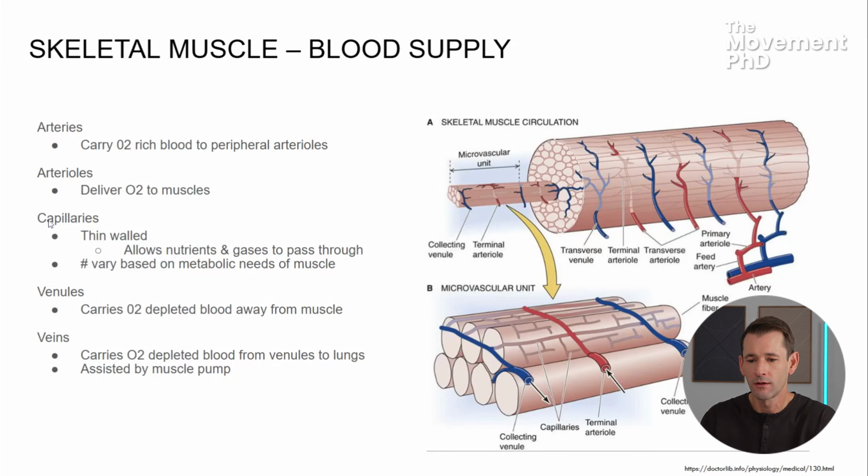And they're going to deliver the blood to your capillaries, which are around those muscle fibers themselves. The capillaries, they're thin-walled, and they allow nutrients and gases to pass in both directions. So oxygen to the cell, and then waste products back from the cell to the capillary itself. So from there, those waste products will go to the venules, which are in that same level as the arterioles. So they're within that perimysium that surrounds those muscle fascicles, carrying that oxygen-depleted blood away from the muscle itself. And finally, to your veins, which carry your oxygen-depleted blood to the lungs themselves to reoxygenate.